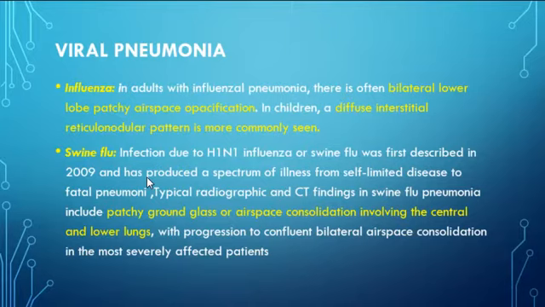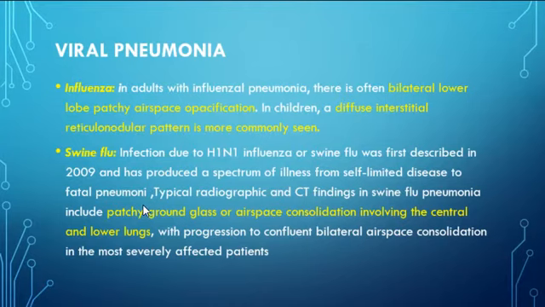Viral pneumonia. Talking about influenza, in adults with influenzal pneumonia, there is often bilateral, lower lobe, patchy airspace opacification. In children, a diffuse interstitial reticulonodular pattern is more commonly seen. Swine flu infection due to H1N1 influenza was first described in 2009 and has produced a spectrum of illness from self-limited disease to fatal pneumonia.